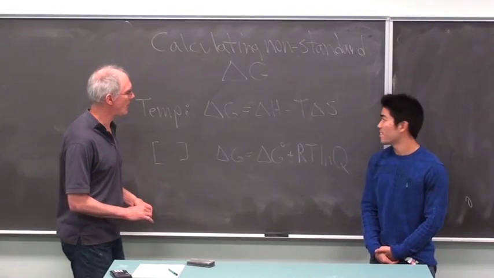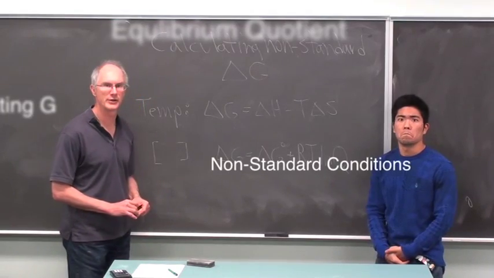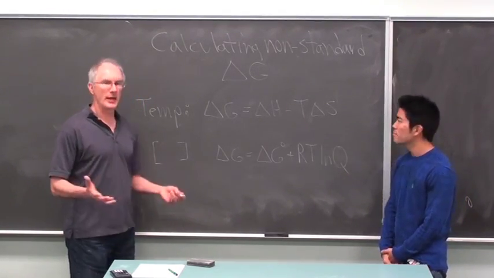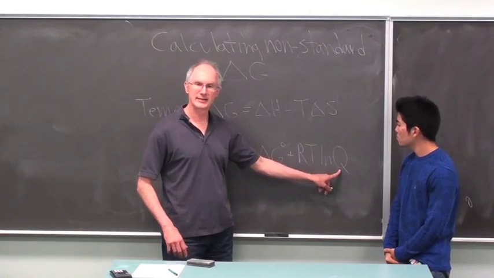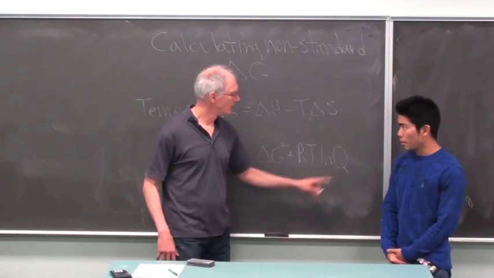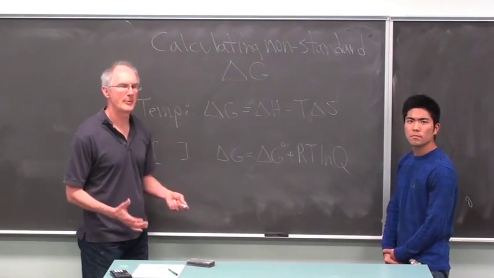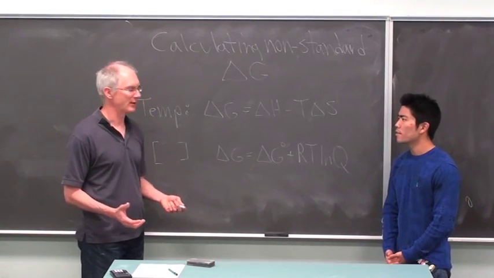To the pre-class video on the equilibrium quotient and calculating delta G at non-standard conditions. So you're going to be introduced to this idea of the equilibrium quotient. It has a symbol of Q for quotient. And it's a little confusing because it looks exactly the same as an equilibrium constant. What is different about it?